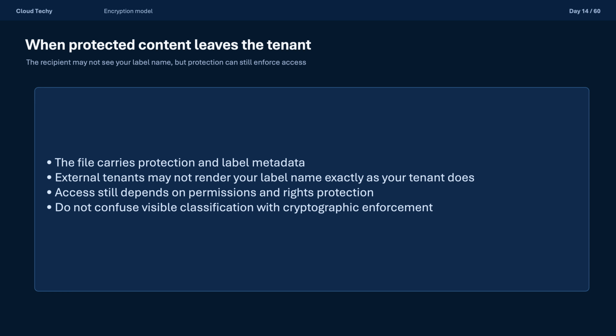If the label applied encryption through Microsoft Purview Information Protection, access is controlled by the rights assigned to that file. The recipient still needs the right identity and permissions to open or use the content. This is the difference between classification visibility and cryptographic enforcement. For security reviews, explain that the label name helps humans understand handling, while encryption and usage rights decide whether access is allowed.